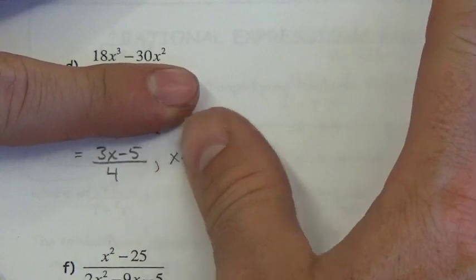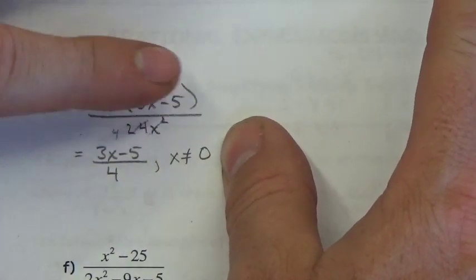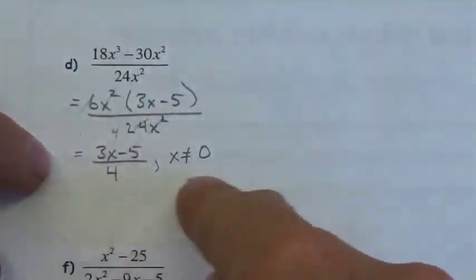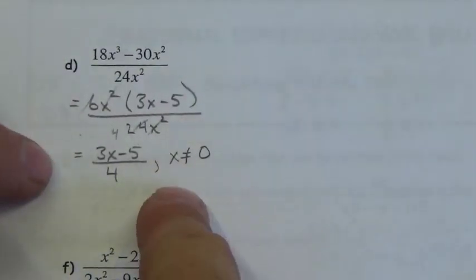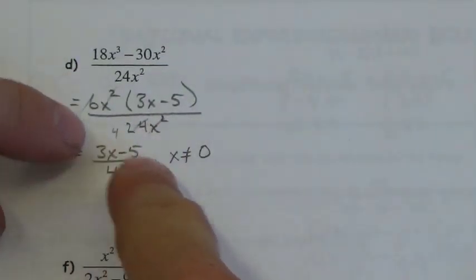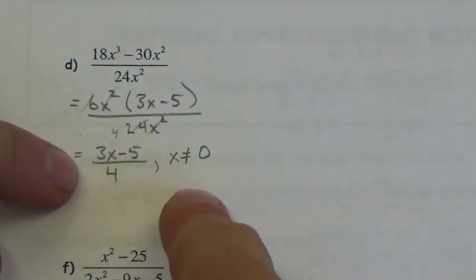So what I have to do is state the restriction to make sure that this line of my work has the restriction x cannot equal 0. Here it was obvious, here it's not obvious, so I have to make it obvious.